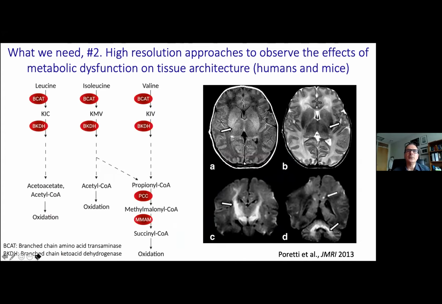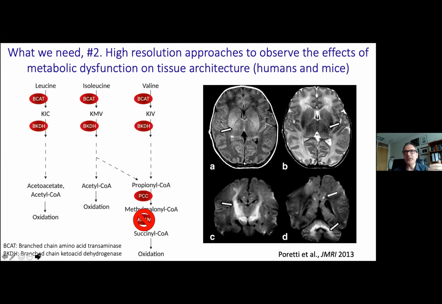Okay, we also really need more effort and high resolution methods to characterize the effects of metabolic dysfunction on tissue architecture and cell-cell interactions, both in mouse models and even in human specimens. This is a surprisingly underexplored area in these diseases, where almost everything in the literature is simple pathology from clinical labs. So a case in point, this is an MRI from a baby that has methylmalonic acidemia, a defect in branched chain amino acid degradation.